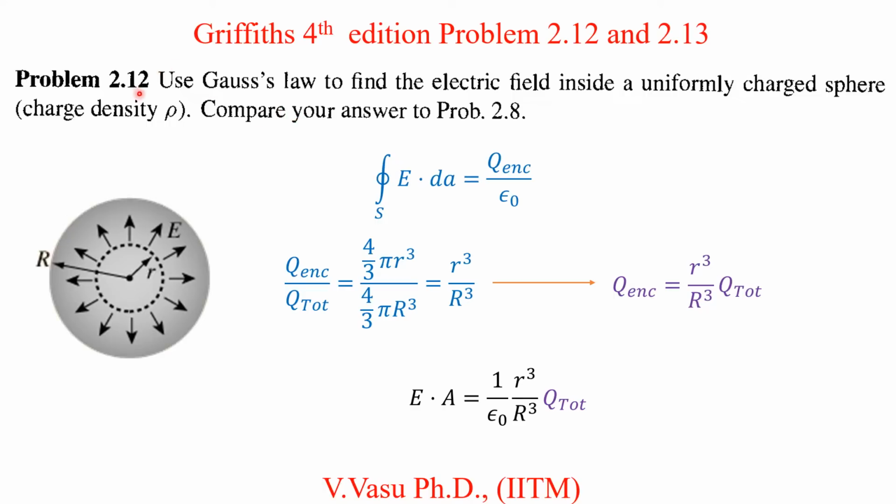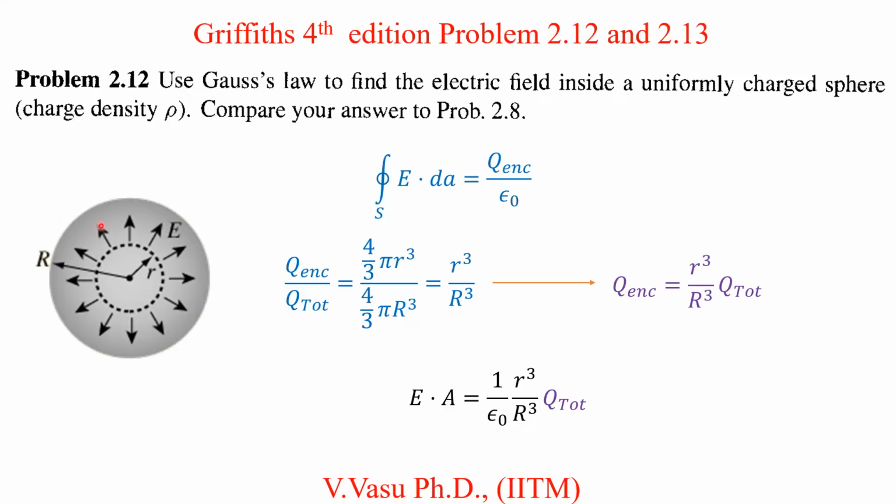Today we will solve problems 2.12 and 2.13 of Griffiths, 4th edition, Introduction to Electrodynamics. The first problem, 2.12, is: use Gauss's law to find the electric field inside a uniformly charged sphere. The charge density is rho. Compare your answer to problem 2.8.